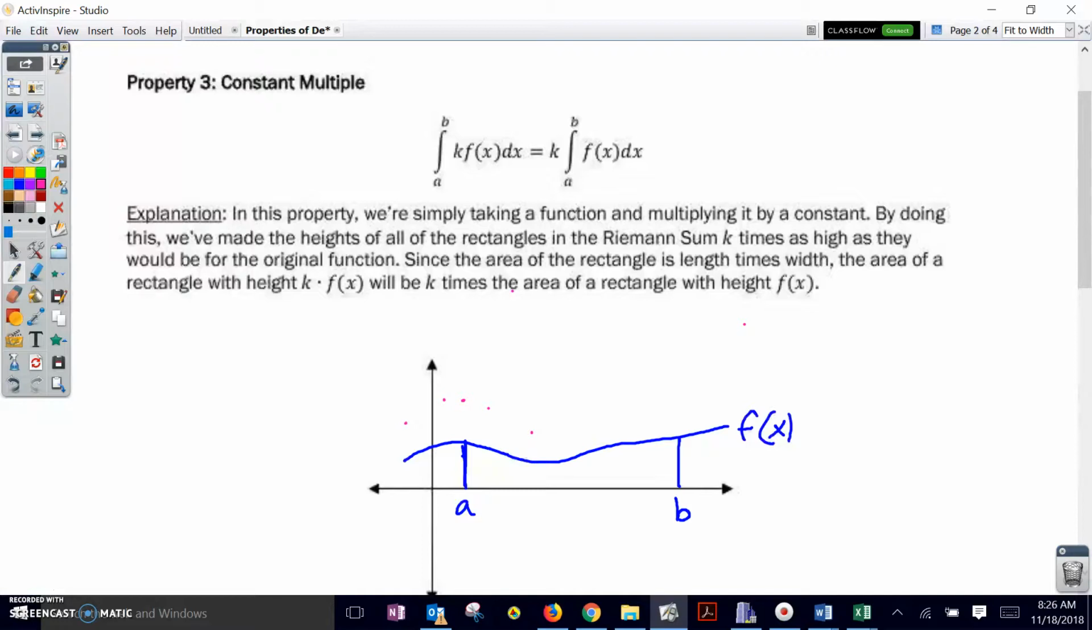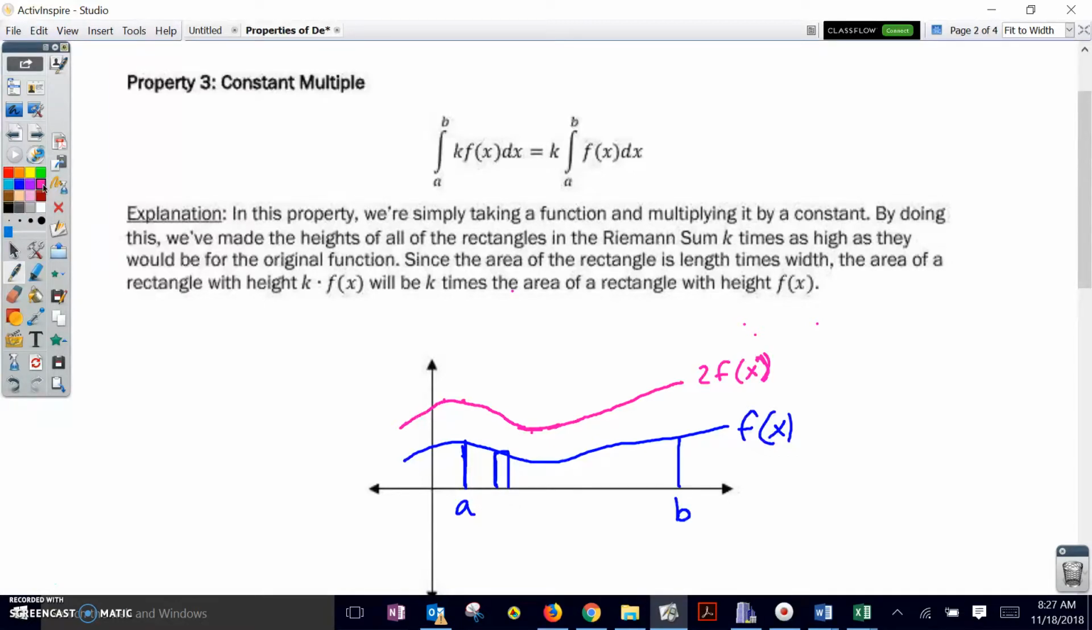I'm just going to put a few in to help guide me with the contour here. It's going to look something like this if we were to double f of x. Now what's happening here, if you think about how we found these areas to begin with, what we did was we would put little rectangles underneath this curve.